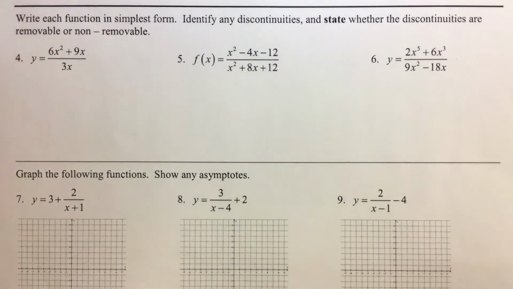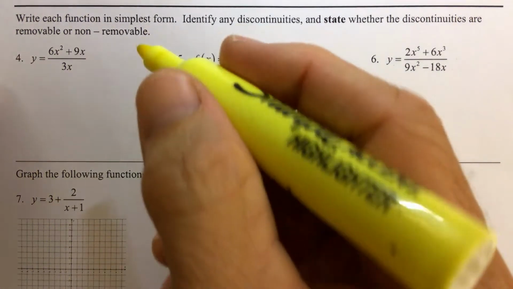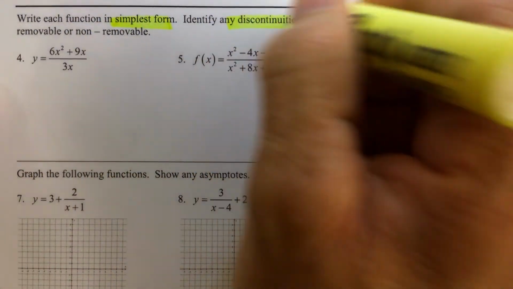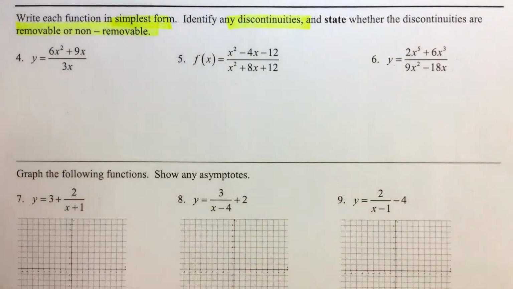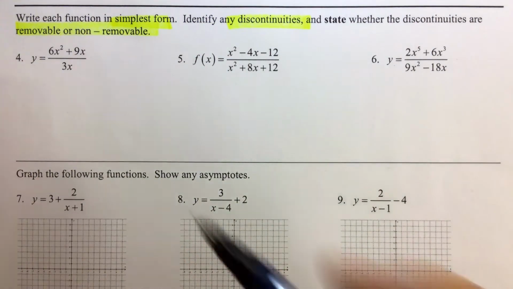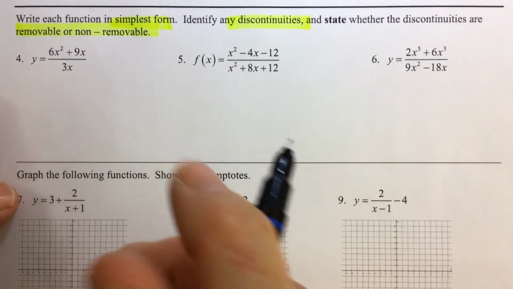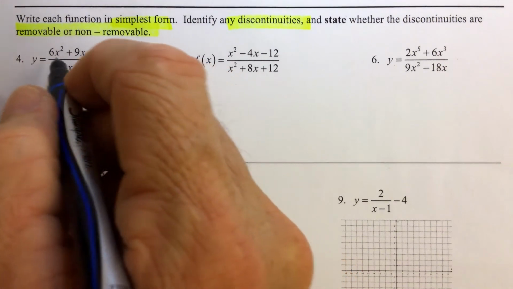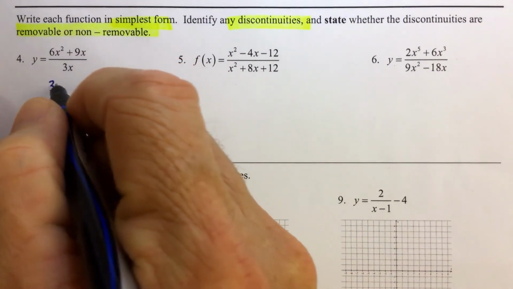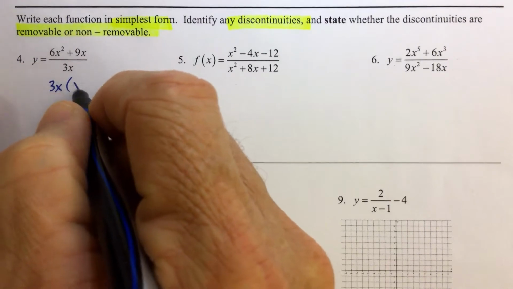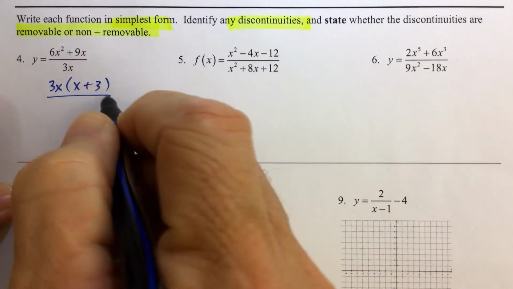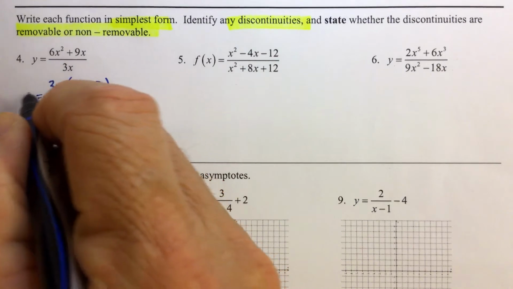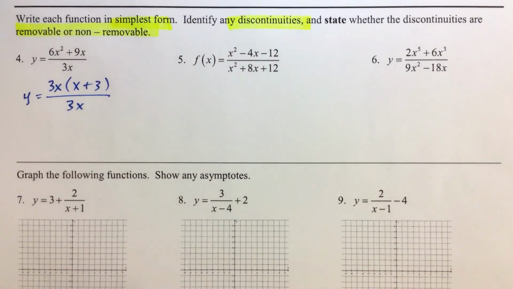Our objectives are in problems 4, 5, and 6. We need simplest form, identify the discontinuities, and then classify them. So, as we talked about in the first couple videos, we have to factor the numerator, and we factor the numerator by factoring out a 3x, and we get x plus 3. If you need more explanation about that, then what you should do is watch the first two videos, because I explained completely how to factor out GCF.